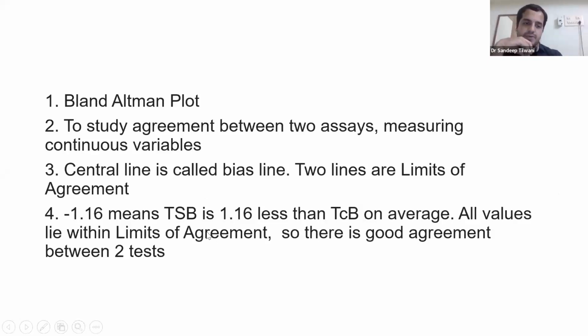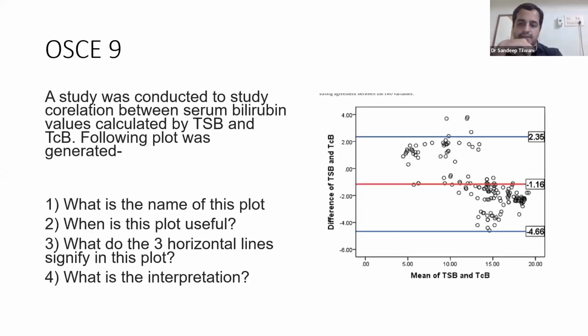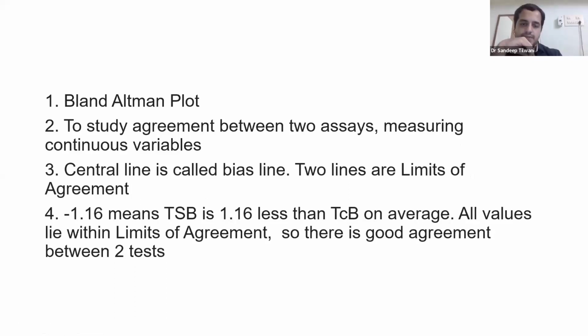It means that the value of total serum bilirubin is 1.16 less than TCB on an average. So the average difference between these two would be 1.16, with the TCB value being higher. If you see the plot, most of the values lie within the upper and lower limits of agreement. So we can say that there is a good agreement between the two tests. TCB may be used as an alternative to total serum bilirubin for checking bilirubin.